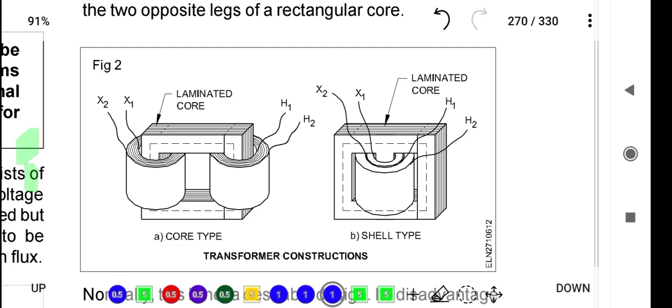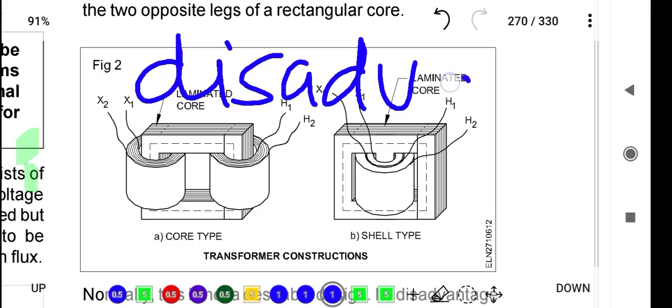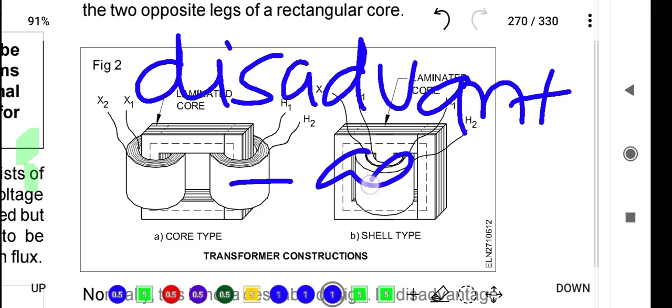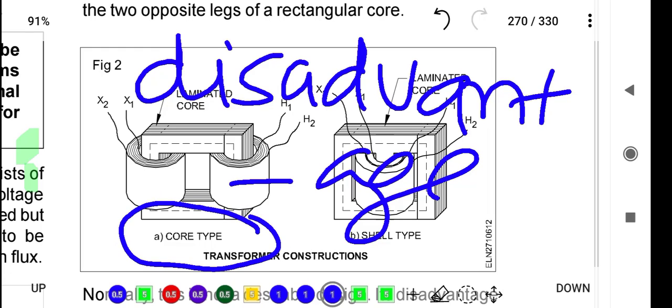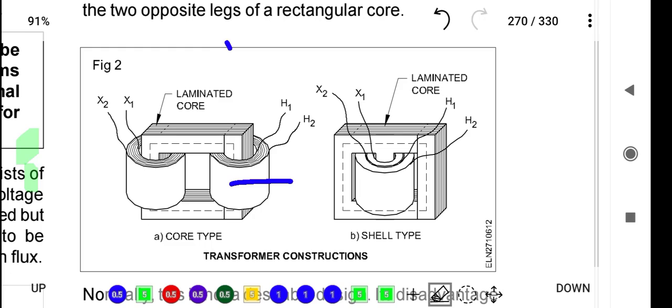See here, it's a disadvantage. In the exam, a question will ask what is the disadvantage of a core type transformer. This question will come in the exam. The answer is the large leakage flux associated with it. The large leakage flux causes poor voltage regulation. So the disadvantage is leakage flux.